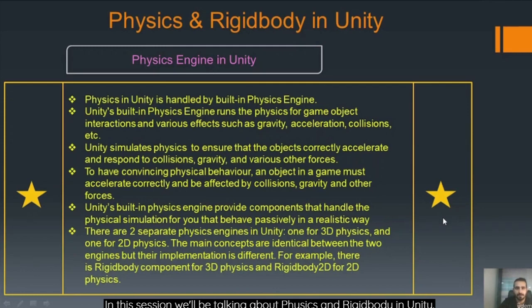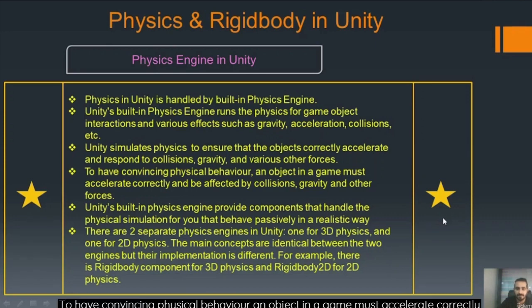We're talking about physics and rigid body in Unity. Physics in Unity is handled by a built-in physics engine. Unity's built-in physics engine runs the physics for game object interactions and various effects such as gravity, acceleration, collisions, etc. Unity simulates physics to ensure that objects correctly accelerate and respond to collisions, gravity and various other forces.